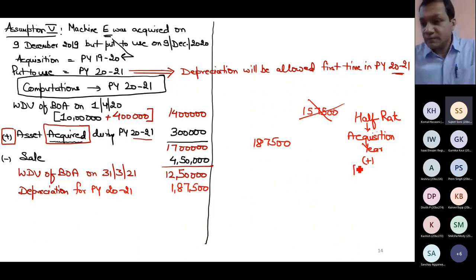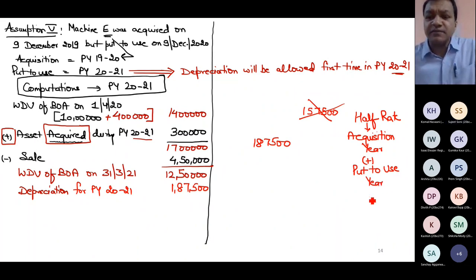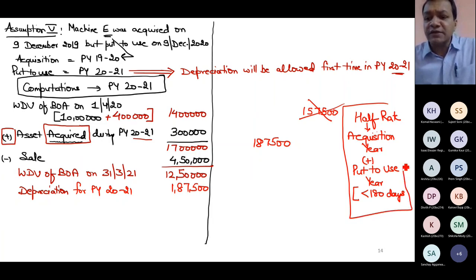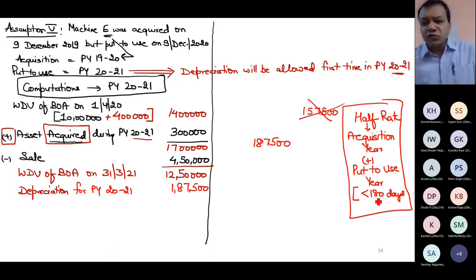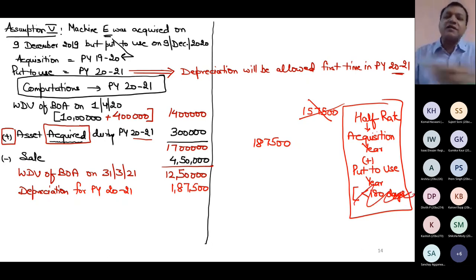Yes, sir, I was saying the same only. Purchased in that previous year only. Yes, acquisition year and put to use year must be same. And in this year itself, it should be used for less than 180 days. The moment these years become different, the 180 days concept loses its relevance. I'm not supposed to then check this 180 days. It has become irrelevant now.